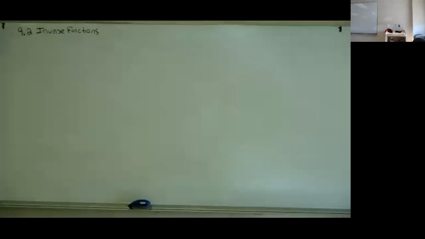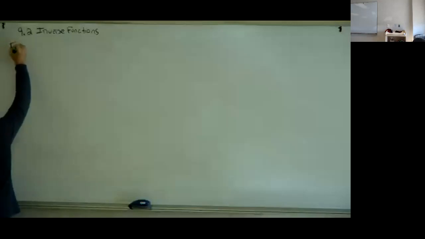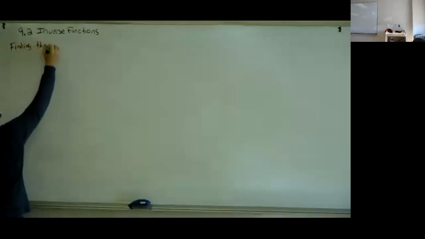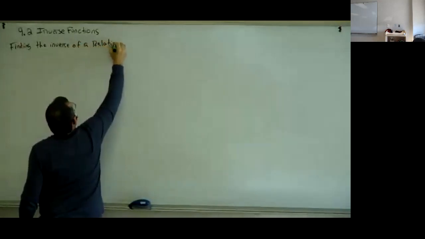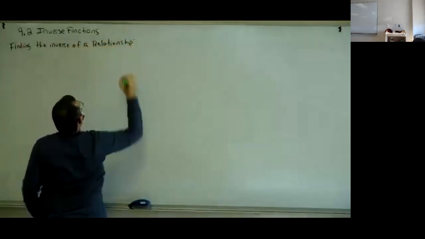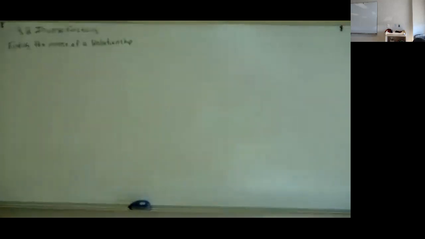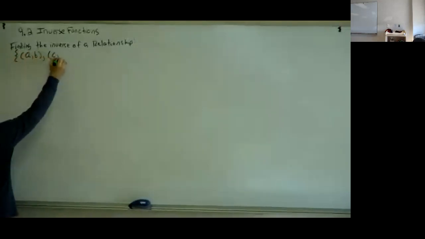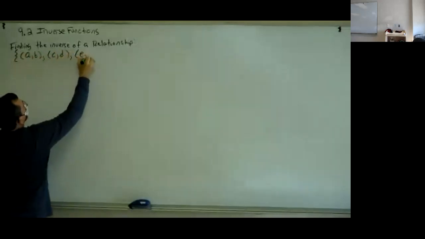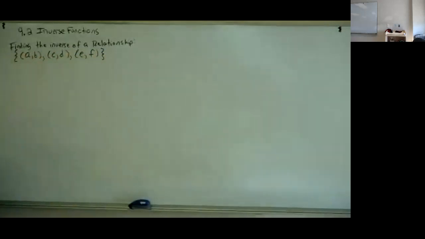And a relation is just a set of ordered pairs. I'm going to be finding the inverse of a relation, or relationship, okay? And when they talk about a relation or relationship, they're the same. Basically, it's a set of ordered pairs. So they got a set of ordered pairs, and I'm just going to use letters for my points for now. So I got a set of ordered pairs with my X and Y values in them, okay?